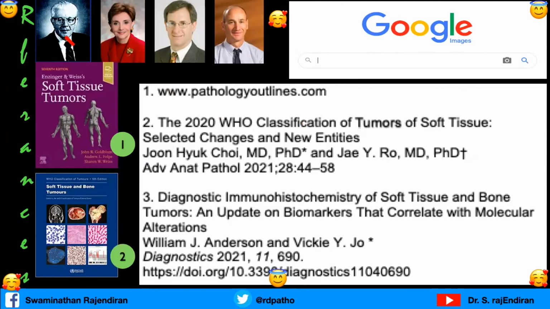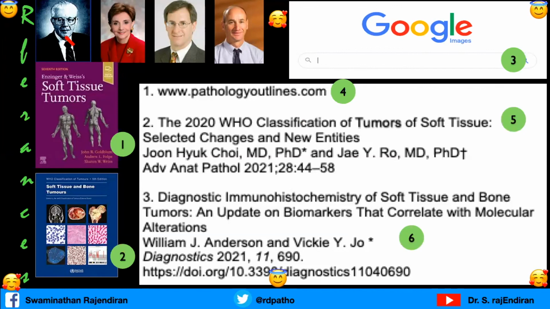The second reference is the Blue Book. Third is Google Images. Only 10% of them are my images. All the others, I took from other references in Google Images. Pathology Outlines: if you are able to read only one source, please read Pathology Outlines. Many of the conventional pathology professors may be angry with me, but that's a beautiful site. And again, I am not financially connected. By referring to that, I am not getting any money.